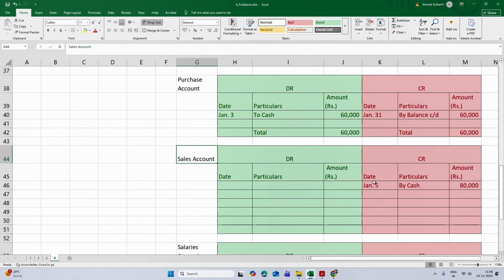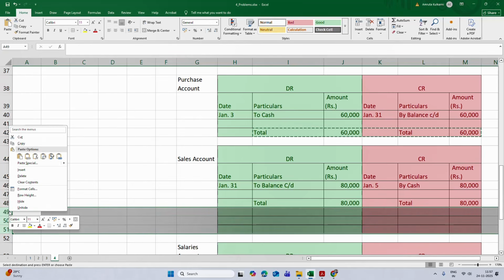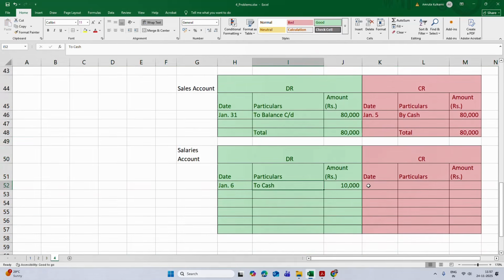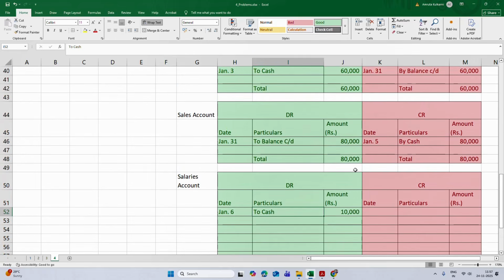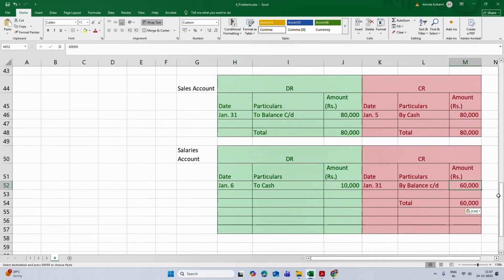Now for the sales account, we have got this by cash 80,000. So on January 31, we will have to balance carried down 80,000. So this sales account is also balanced now. And the last account is to cash, salary account 10,000. So this cash account will be balanced now by cash.